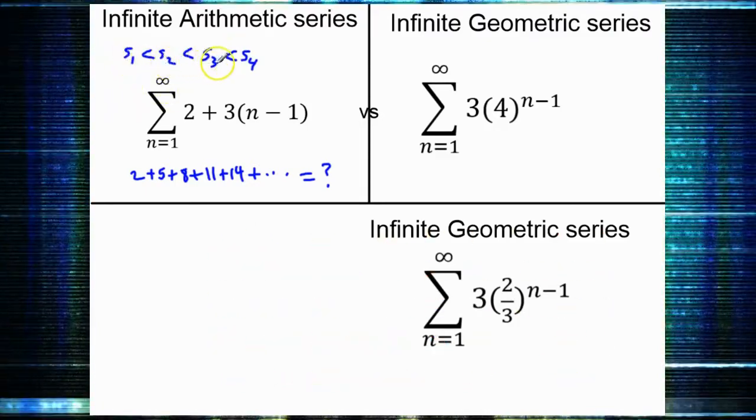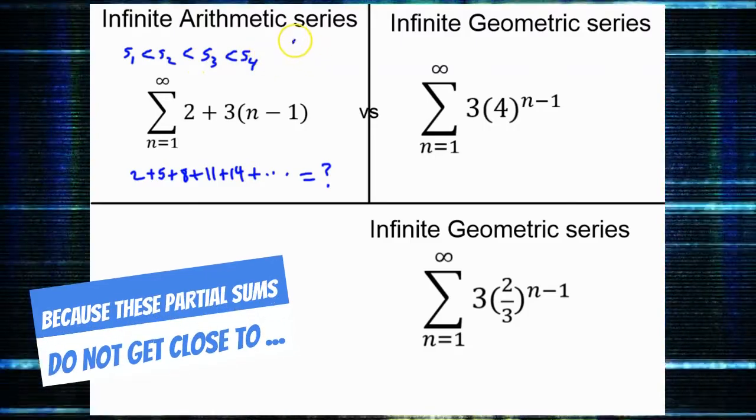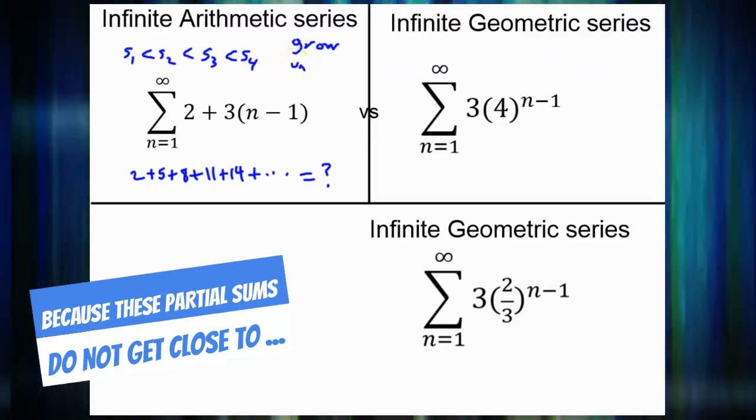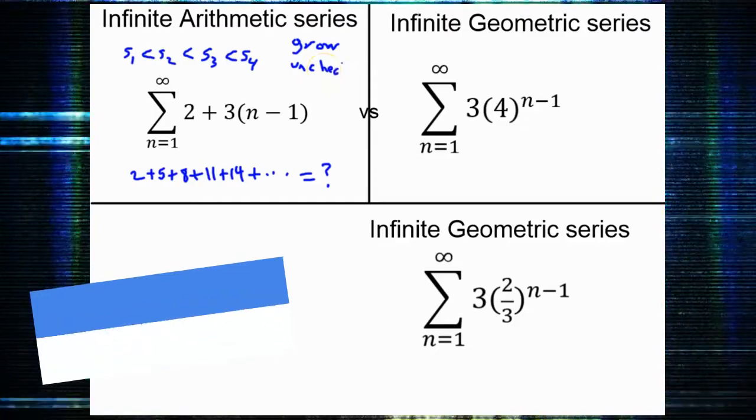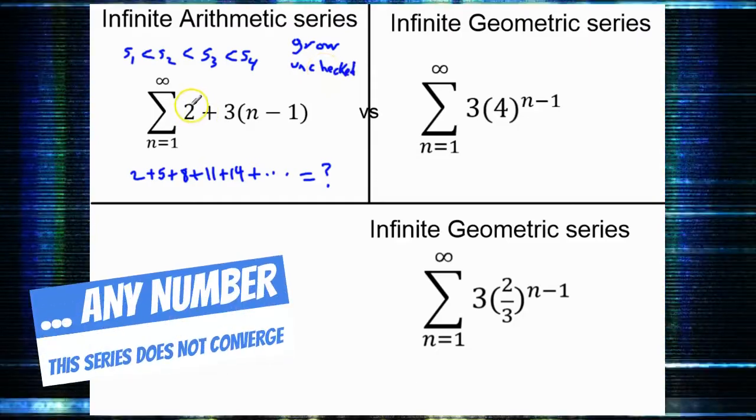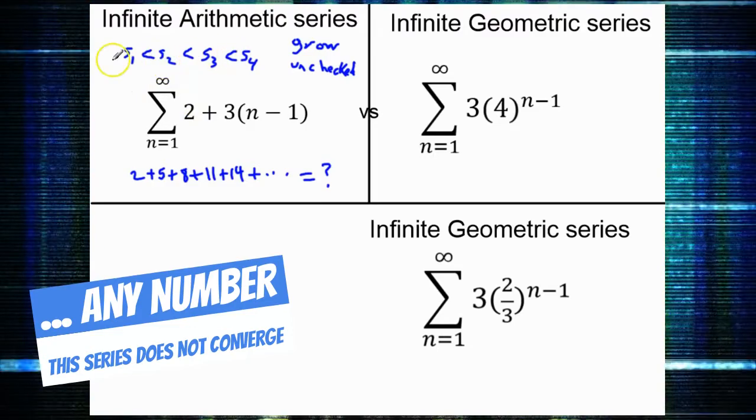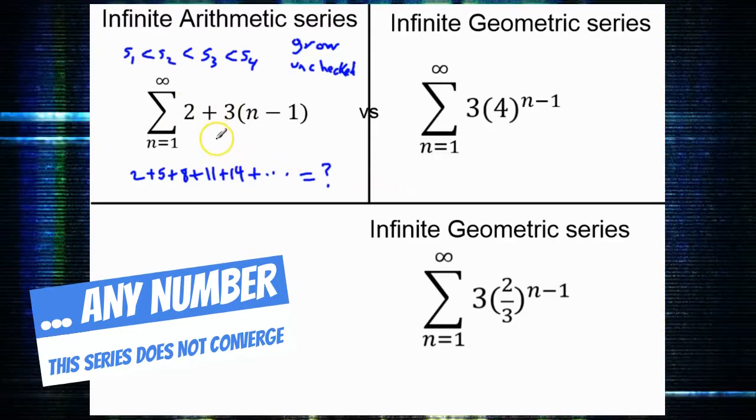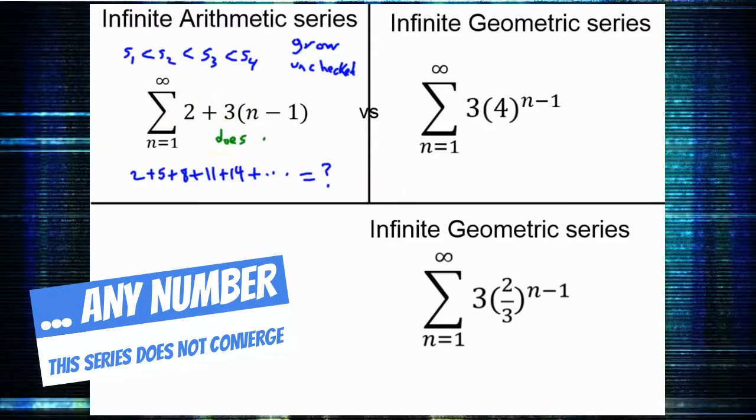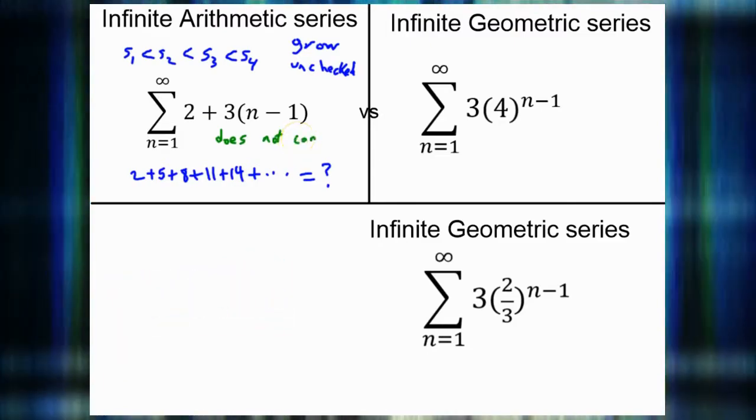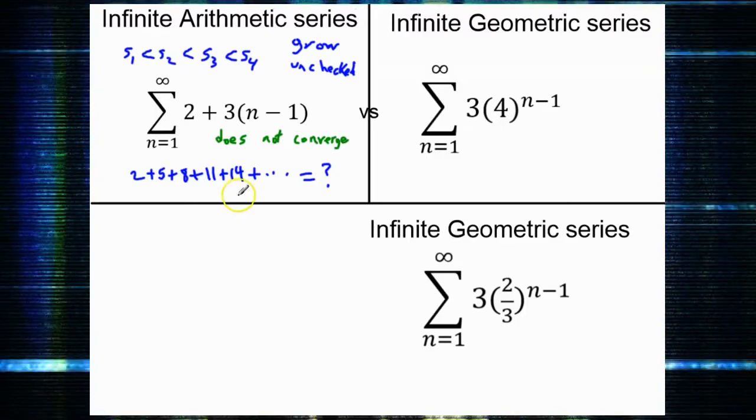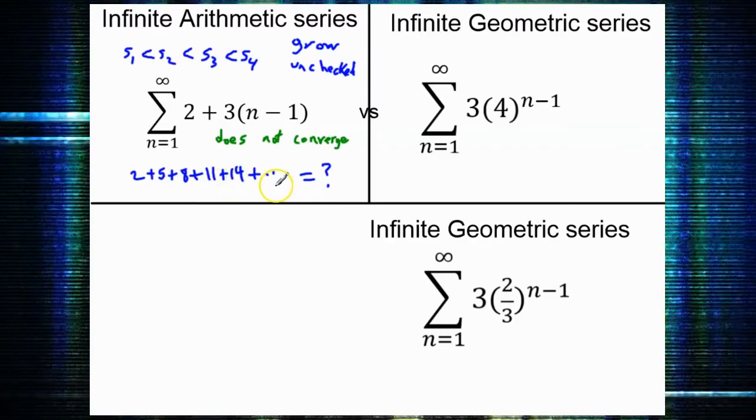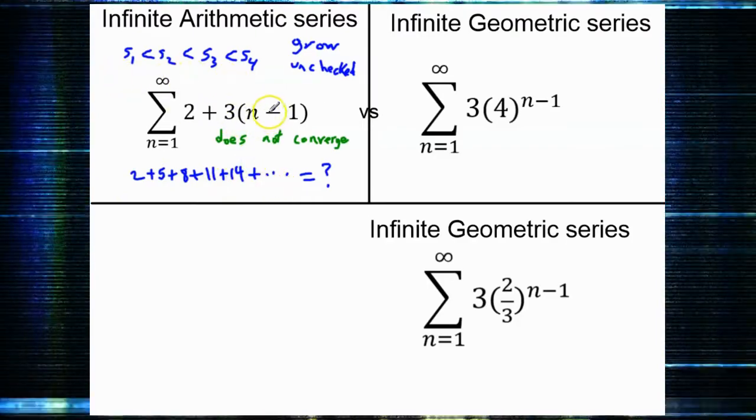What we notice is that the values of s don't approach a particular number. It just keeps growing. So s sub infinity is going to be a huge number compared to s sub 1. That means this set of partial sums does not converge, which means our series does not converge. All we're looking for is, do our partial sums get very close to a certain number? In this case, it just keeps getting larger and larger, and it does not converge.